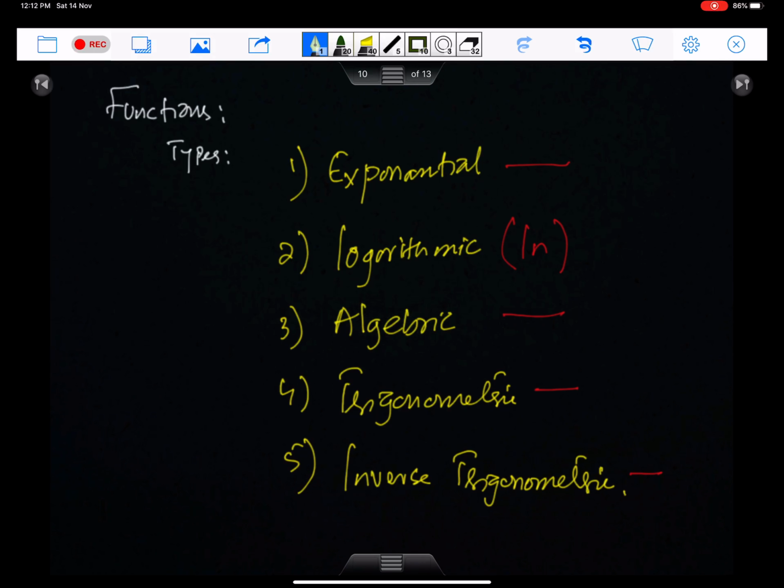Functions. There are 5 types of functions in our syllabus: exponential, logarithmic, algebraic, trigonometric, inverse trigonometric, and in inverse trigonometric there is only just one function in our syllabus, which is tan inverse x. So we will learn the integration of all 5 functions.